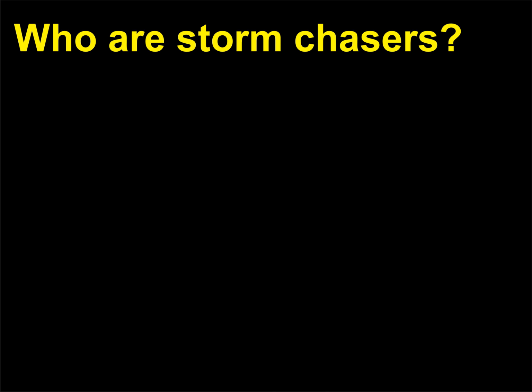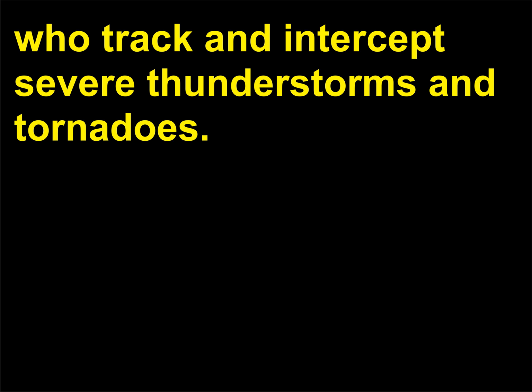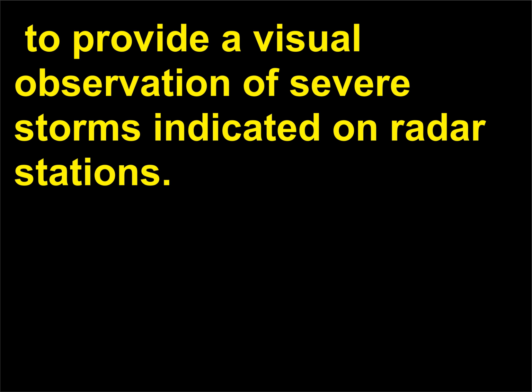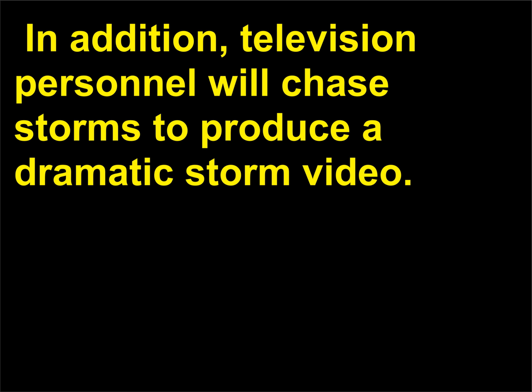Who are storm chasers? Storm chasers are scientists and amateur storm enthusiasts who track and intercept severe thunderstorms and tornadoes. Two reasons for storm chasing are: 1. To gather data to use in researching severe storms, and 2. To provide a visual observation of severe storms indicated on radar stations. In addition, television personnel will chase storms to produce a dramatic storm video.